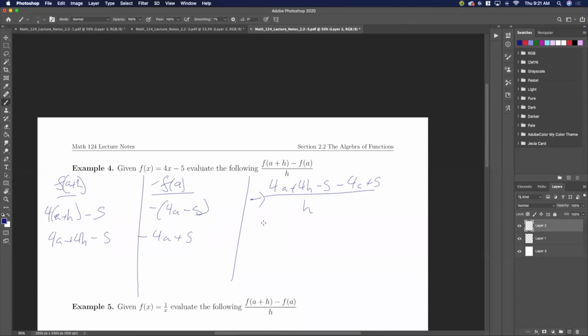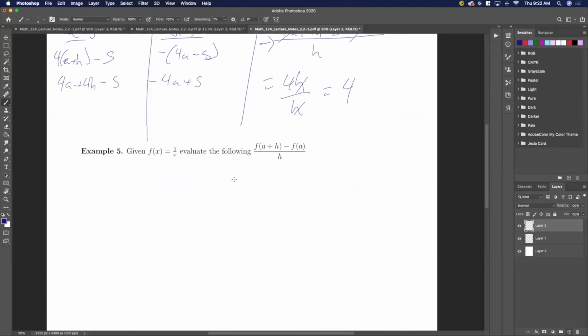All right, 4. All right, so yeah, so we cancel this one. This minus 4a and this 4a, this and this, and then I'm left with 4h over h, which is equal to 4. All right, so I'm going to do this one with you. This one's a little bit more complicated. I got 23.5, somebody's just messing with me now.